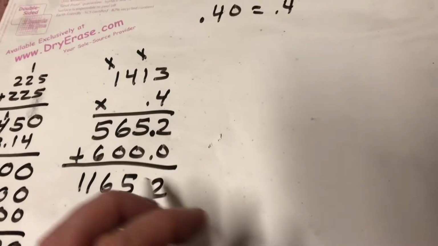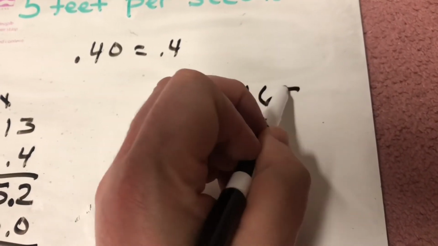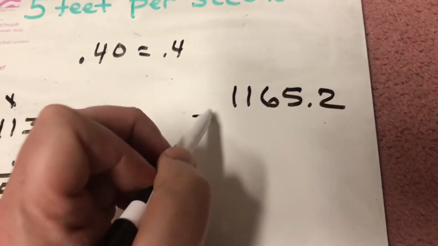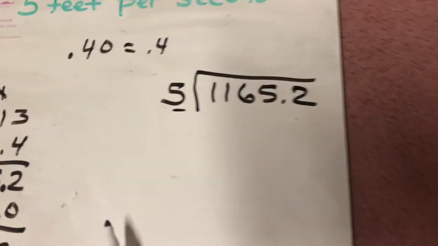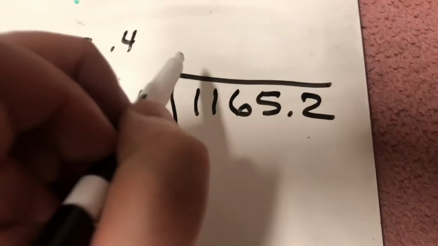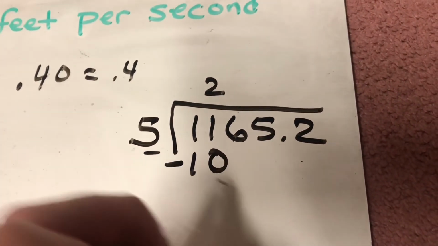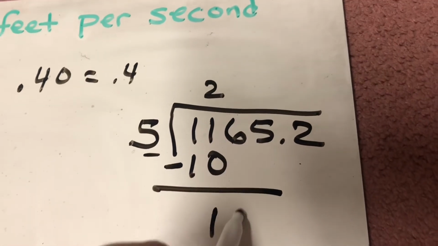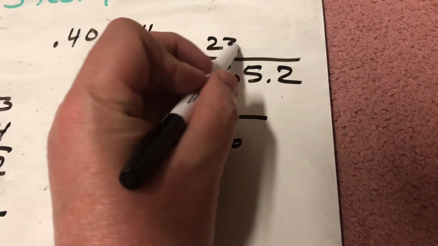I'm going to go ahead and erase our baseball field, since we now know that. And so I need to take the perimeter of our baseball field, which is 1,165 and 2/10, and divide that by 5. Well, 5 cannot go into 1, but it can go into 11 twice. 2 times 5 is 10. 11 minus 10 is 1. Drop the 6. 5 can go into 16 3 times.